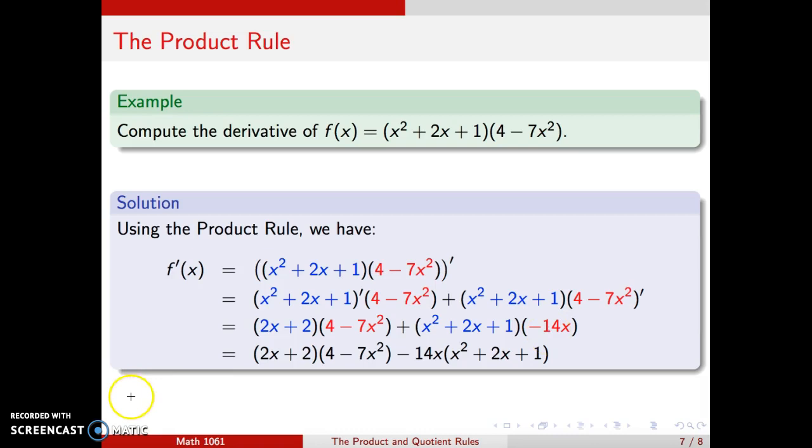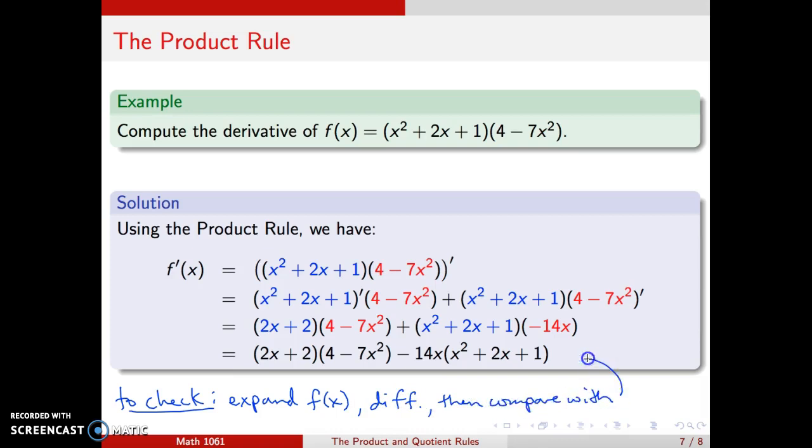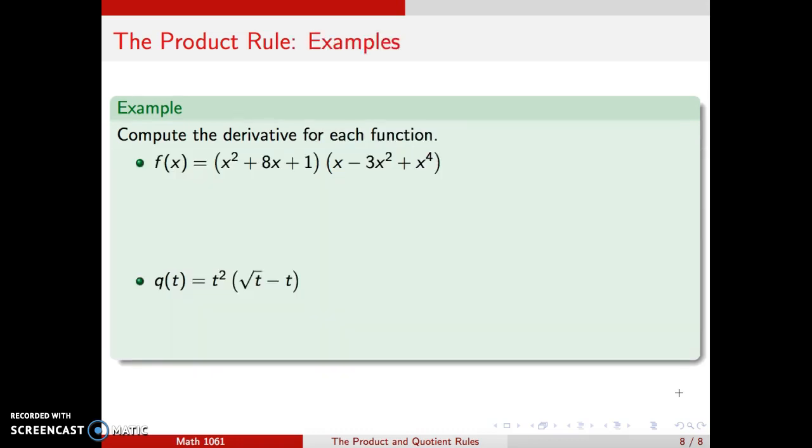And a way to check would be to expand f of x first, what we had up here, differentiate, then compare with this expanded. And it will work out the same. It's just extra practice with algebra, arithmetic, and all that stuff. So we're not going to do it here, but it will work out the same.